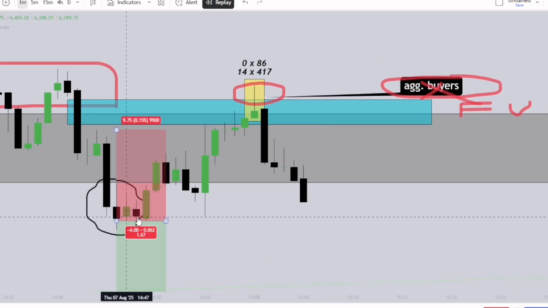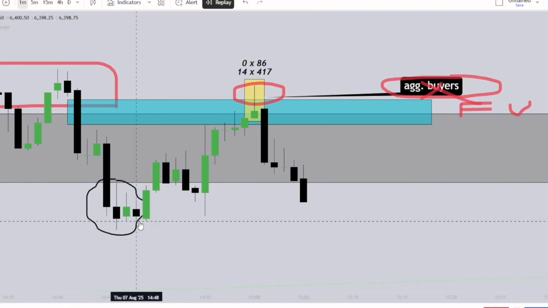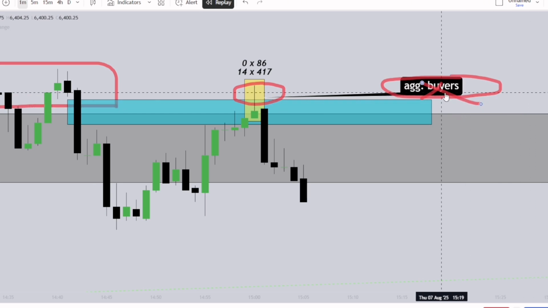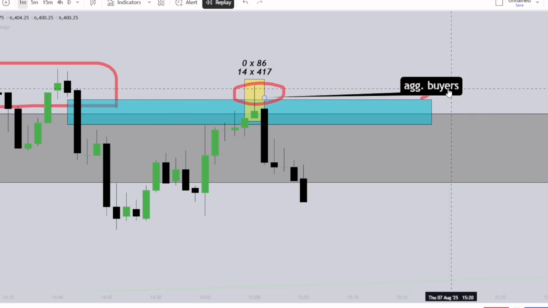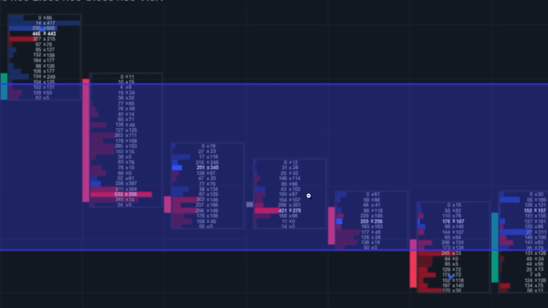So you don't want to be entering here. You want to be entering as close as you can to the level, and you want to be waiting for a valid retest. Again, how does a valid retest work? Well, it works by using order flow footprint charts. You need to understand what's going on between the buyers and the sellers. This is why the delta footprint charts are important.